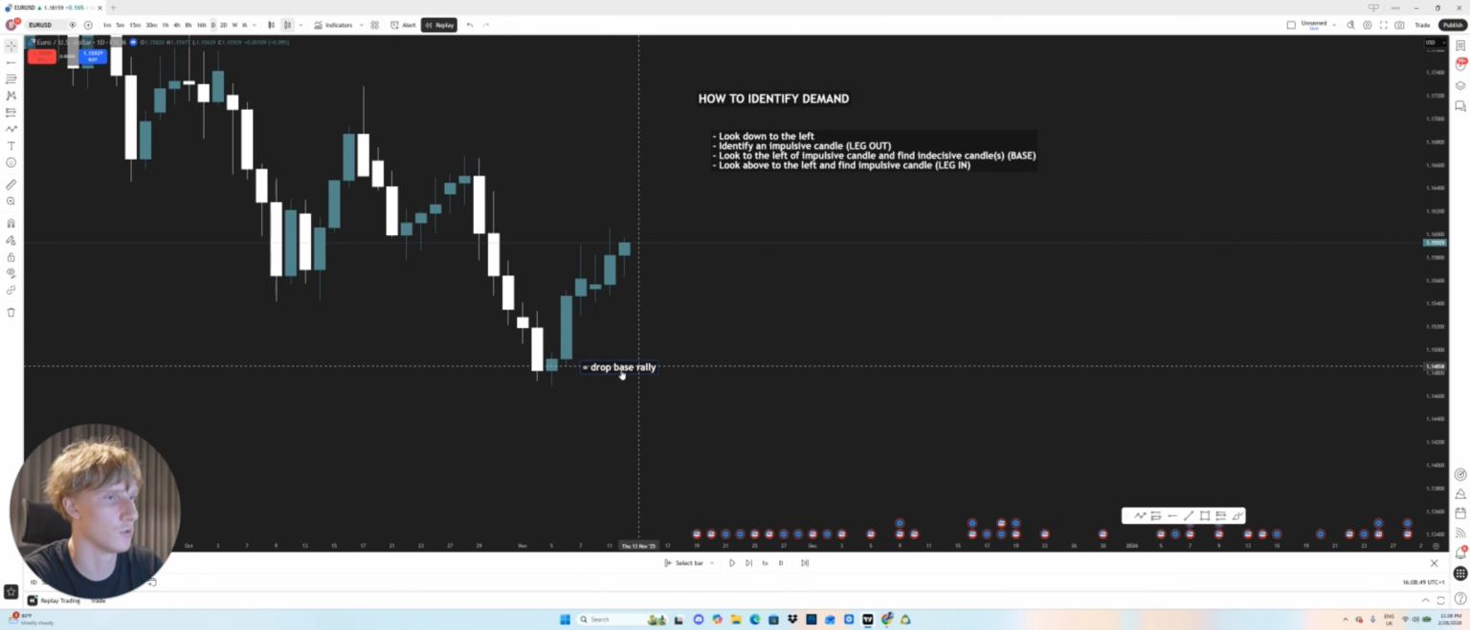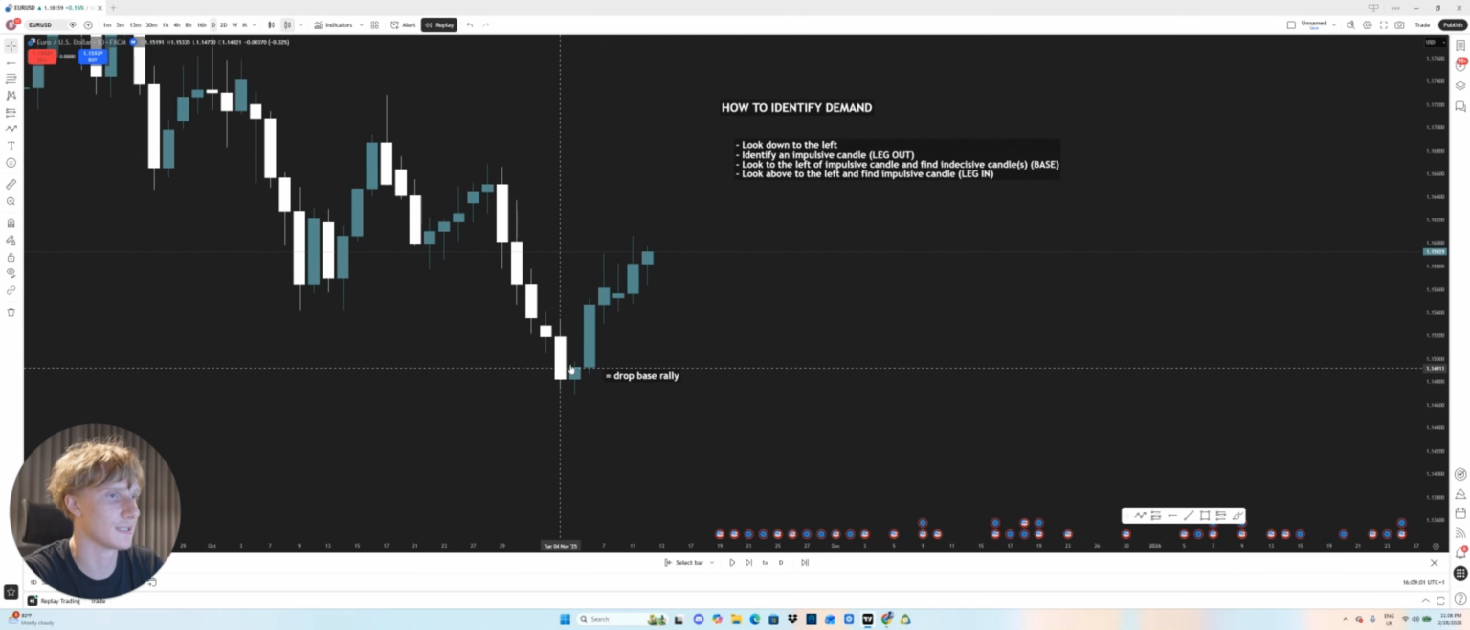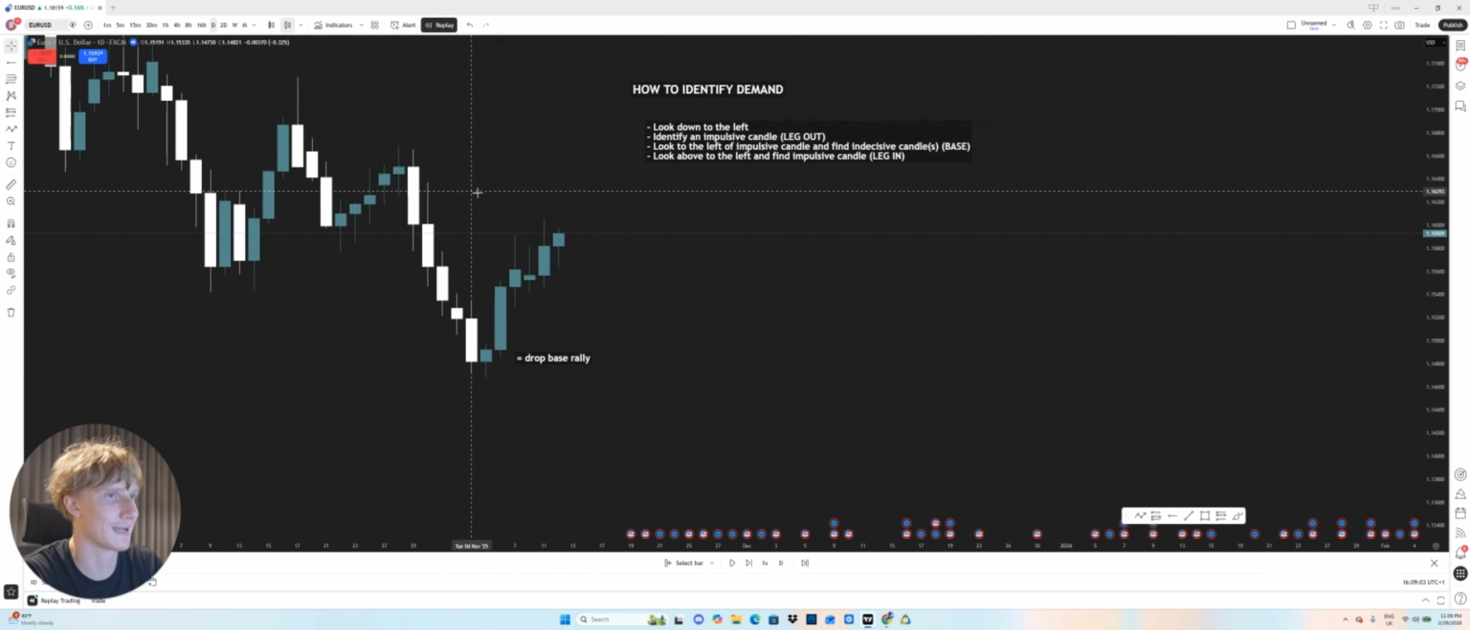It's called many other things as well, but for simplicity's sake, it's a drop base rally. Why? Because we see price drop, we then see a base, and then we see a rally. And just to really show you what is actually going on here, the story behind the candles.